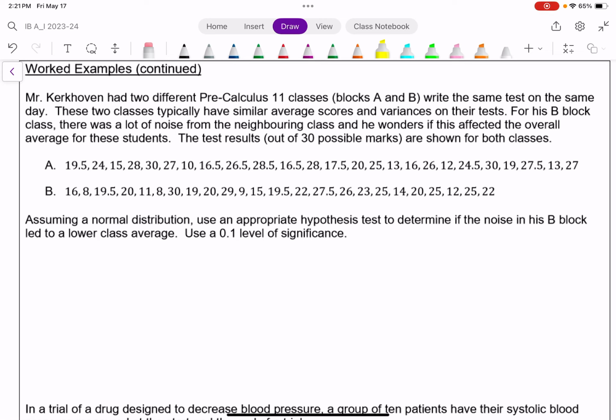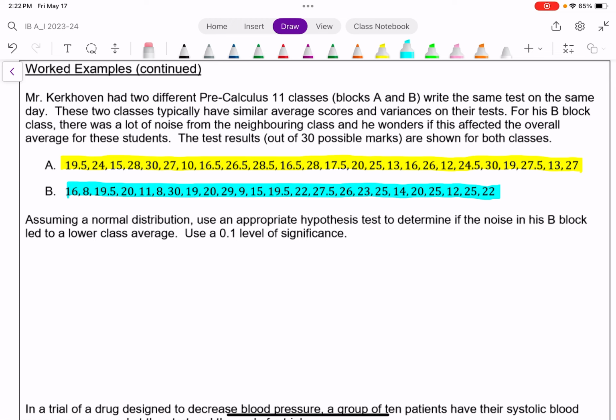So here are the results out of 30 possible marks for both the classes. So yeah, it's a lot of numbers. These are all the test marks out of 30 for one class, and these are all the results for the other class. This is the class that had some distractions going on. The question is, was that distraction enough to explain potentially the difference in the mean?